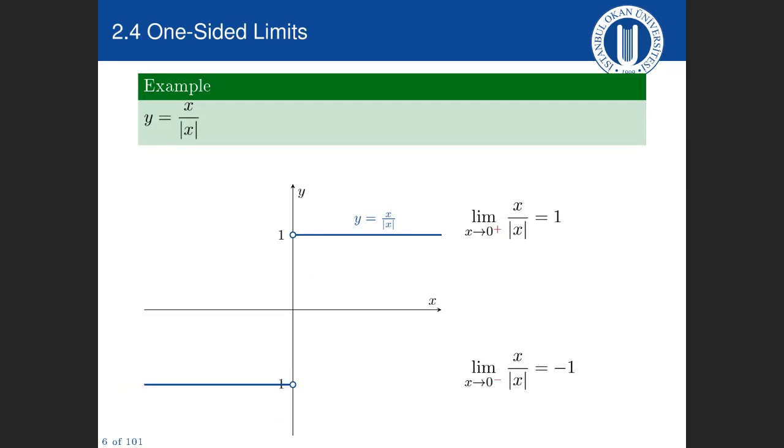And then next, let's look at the left-hand limit. We're only looking at the left, so we can forget everything that's on the right of 0. How does the function behave if x is close to 0 but x is on the left of 0? The function is equal to minus 1. So the left-hand limit as x tends to 0 is equal to minus 1.